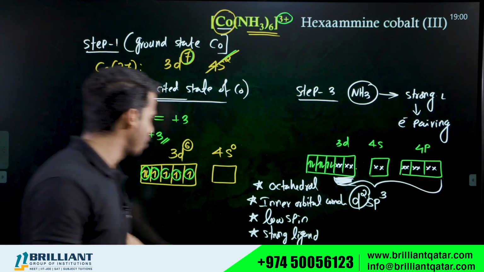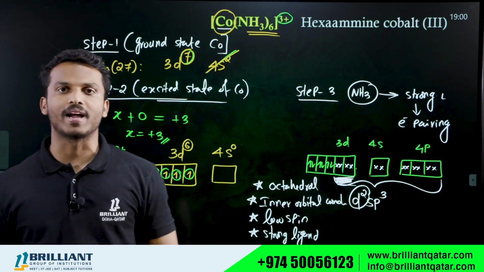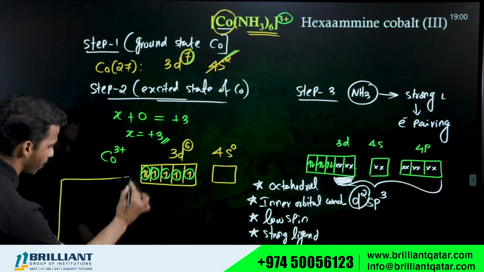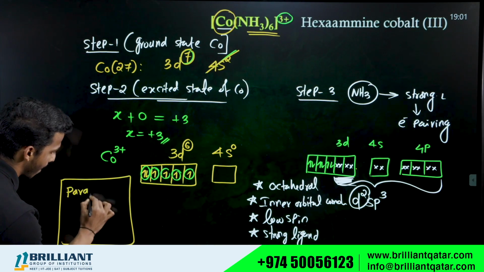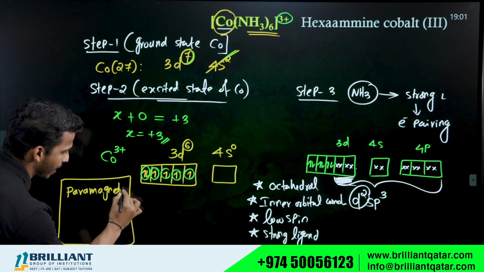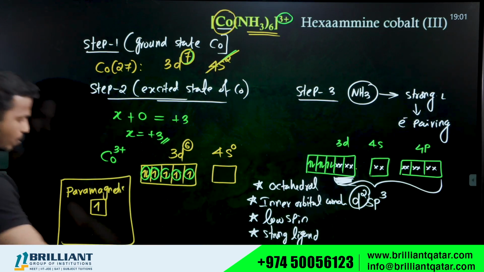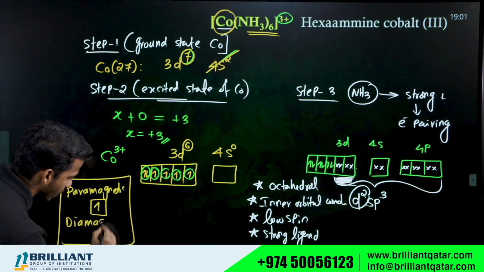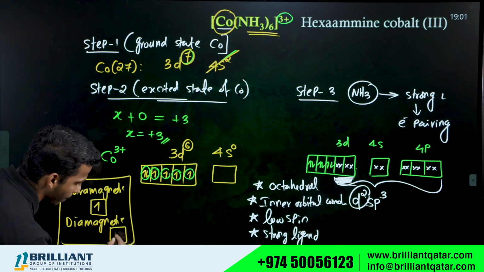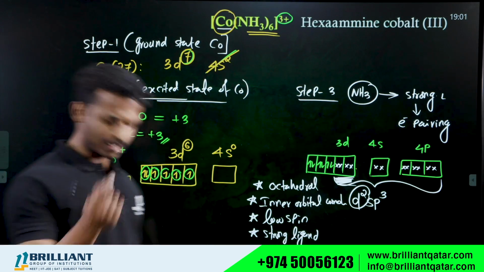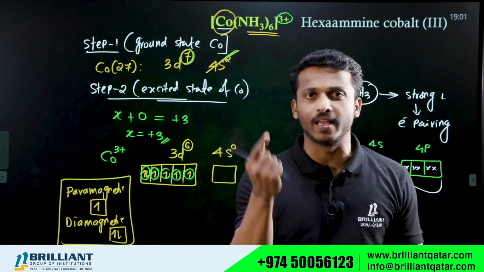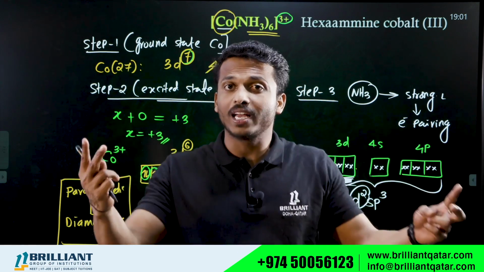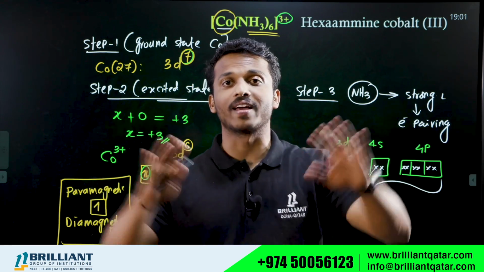One more thing you can say about this complex, whether the complex is paramagnetic or diamagnetic. When can you say that a compound is paramagnetic? Dear all, paramagnetic means they have unpaired electrons, just odd electrons. If it is diamagnetic, they have paired electrons like this. If there is at least one unpaired electron present, they are paramagnetic. If there are more unpaired electrons, highly paramagnetic. If all the electrons are paired, 2, 2, 2, 2 like that, they are diamagnetic.